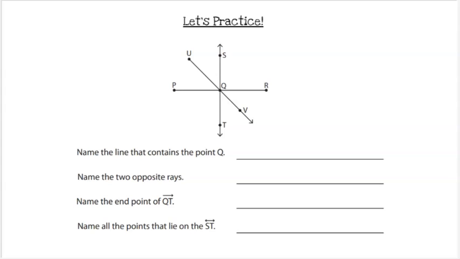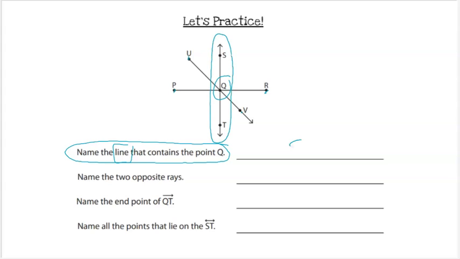All right, did you try it? Hopefully so. Name the line that contains point Q. So we find point Q right here. Name the line that contains point Q. That's the important word there. If we look, we have a segment right here. We have a ray right here. But right here would be the line.